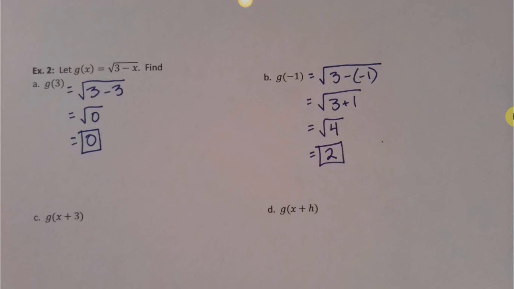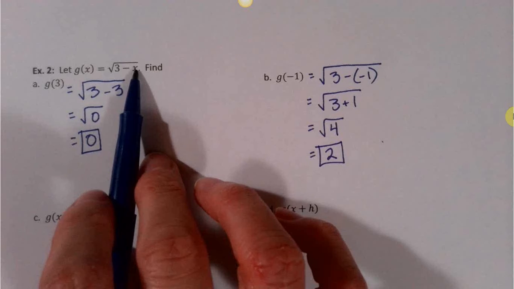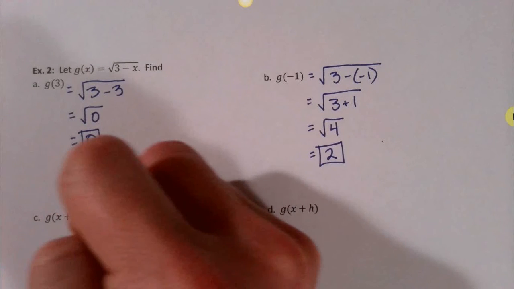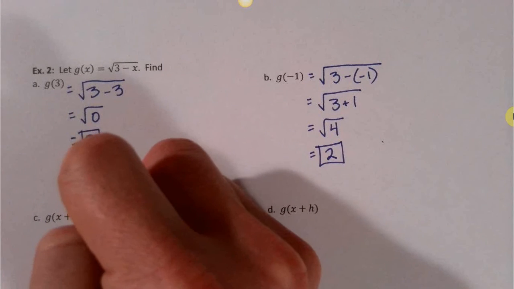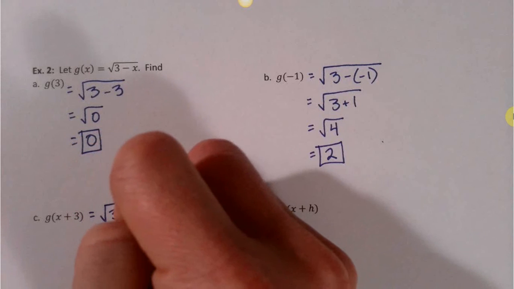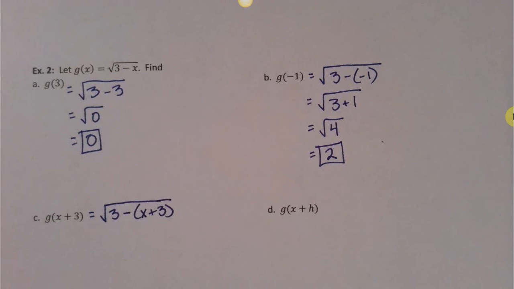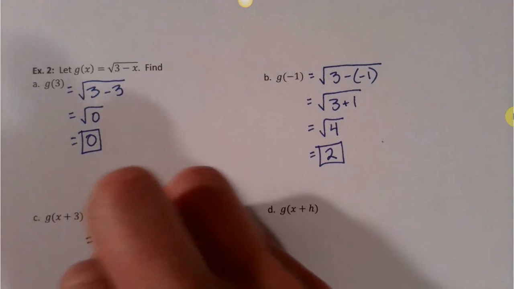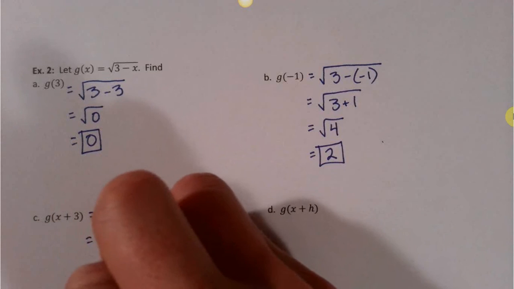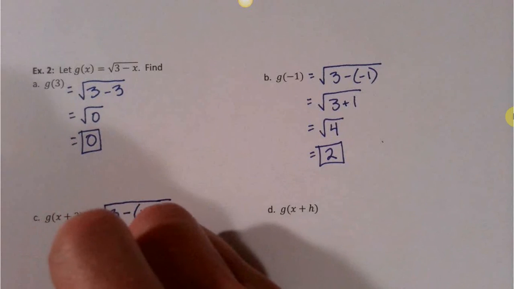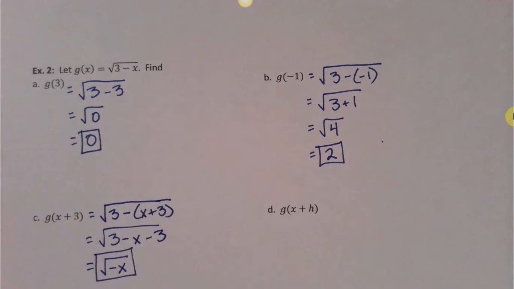G of x plus 3 is telling us to replace this x with an x plus 3. So what that would look like is the square root of 3 minus, and then in parentheses, x plus 3. Which means we need to distribute the negative. That'll give us 3 minus x minus 3. And combining like terms, the 3's will cancel, so that we're just left with the negative x underneath the square root.